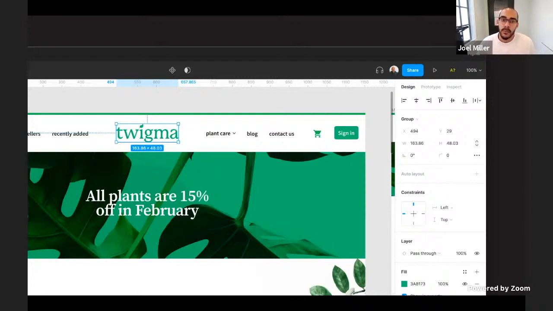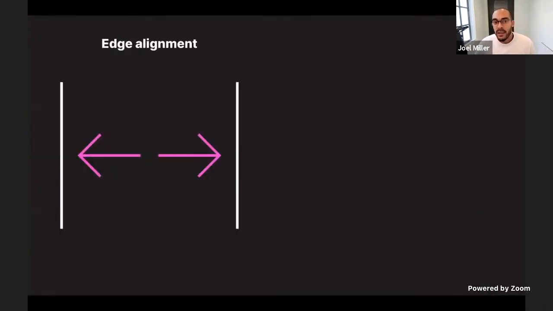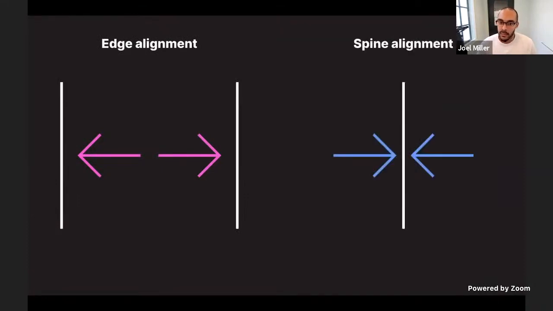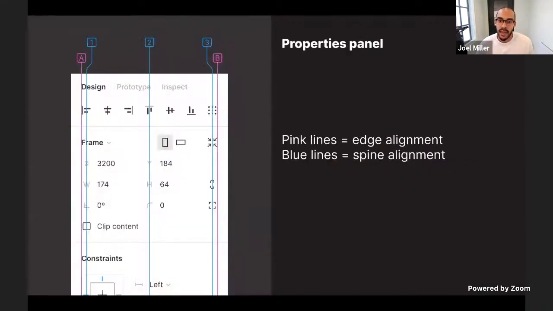And in UI2, we use something called edge alignment and spine alignment. Edge alignment is when the edges of items align along the same line. Spine alignment is when the center of items line up along the same line. And in our properties panel, you can see that it uses both edge and spine alignment. The pink lines are marked as the edge alignment zones, and the blue lines are marked as the spine alignment zones.